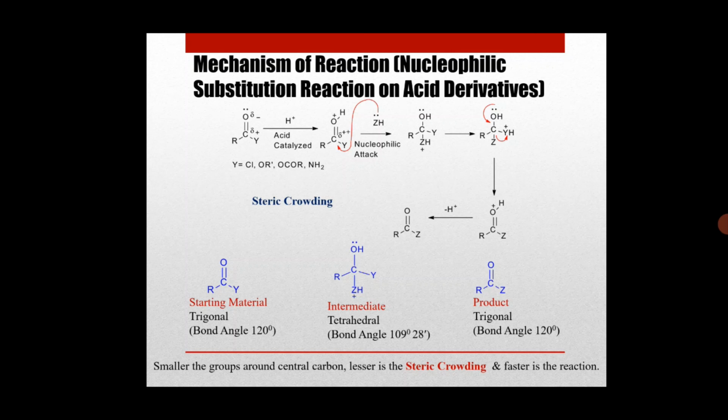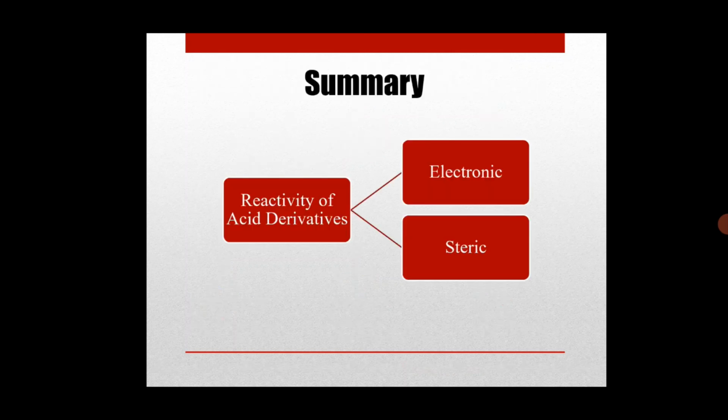We will discuss more about the reactivity of the acid derivatives in the next lecture. In the next lecture, we will see why the reactivity of acid chloride is more than that of other derivatives. In summary, the reactivity of acid derivatives is dependent on two factors, one electronic and the other steric.